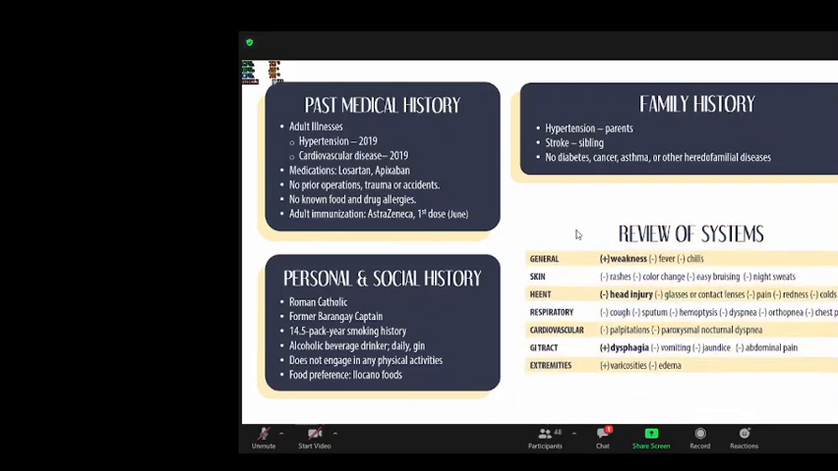For the review of systems, the patient experienced weakness, no fever and chills noted. For the skin, it is unremarkable. For the HEENT, the patient has no head injury, does not use glasses or contact lenses, no eye pain or redness, and the patient has no bulbs. For the respiratory and cardiovascular, it was also unremarkable. For the gastrointestinal tract, the patient had dysphagia. However, no vomiting, jaundice, and abdominal pain were noted. For the extremities, the patient has some varicosities. However, there was no edema noted.